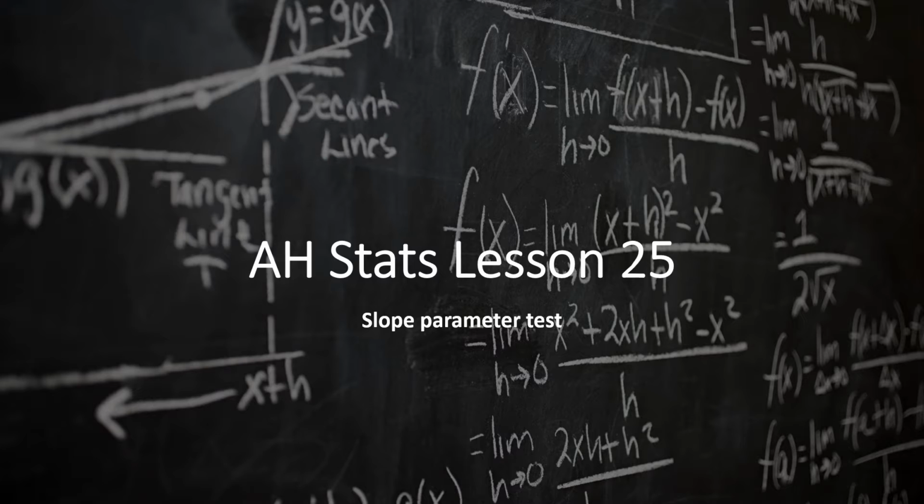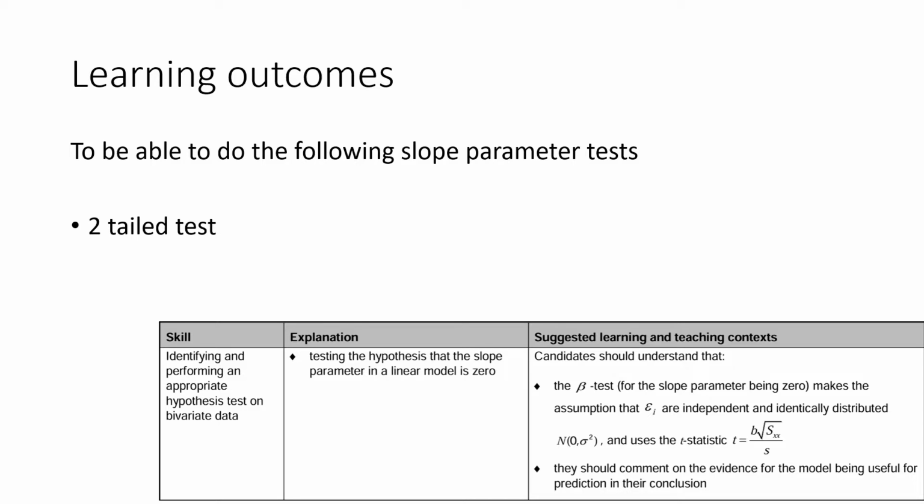In this lesson, we'll be looking at the slope parameter test. By the end of this lesson, you should be able to do a two-tailed slope parameter test.